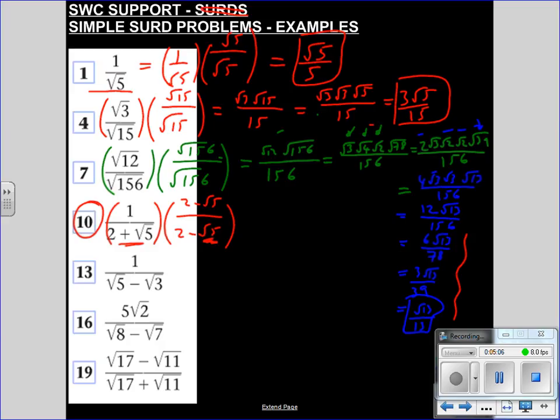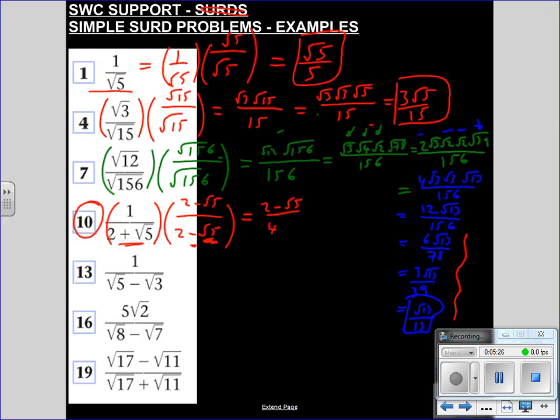Because when you times together a difference in two squares, when the signs are opposite, you're only going to end up with two terms. So you times top and bottom by the opposite sign, and so 1 times that is 2 minus root 5 all over 2 times 2 is 4.